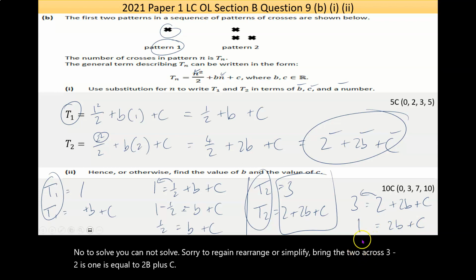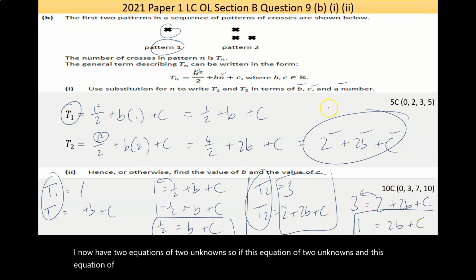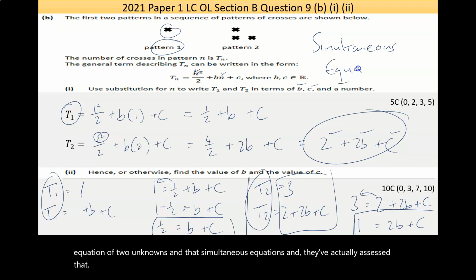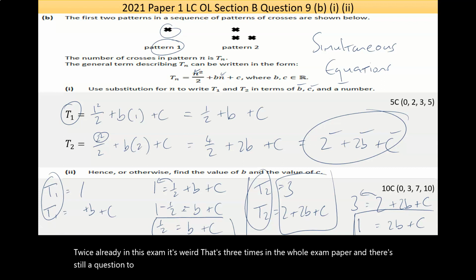Now, I have two equations of two unknowns. So I have this equation of two unknowns and this equation of two unknowns. And that's simultaneous equations. They've actually assessed that twice already in this exam. That's 3 times in the whole exam paper, and there's still a question to go. So it's kind of odd.